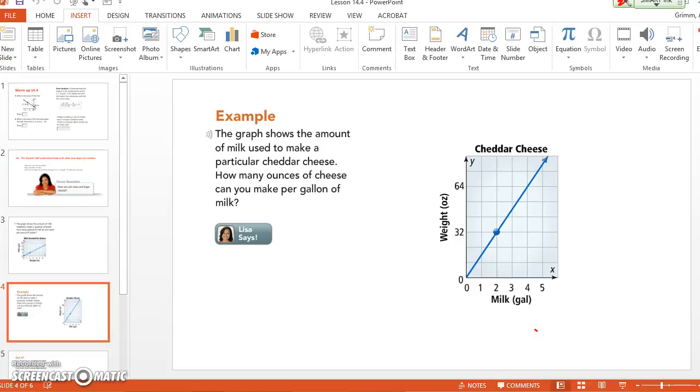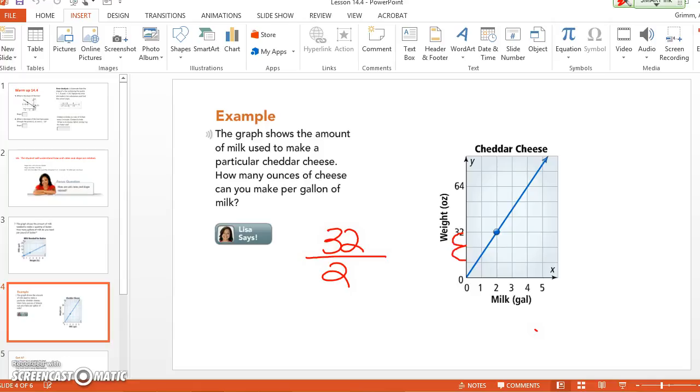And wouldn't 16 ounces be a pound? 16 ounces is a pound in real life. Yes, it is. Just take 32 over 2. This is 1 over x.